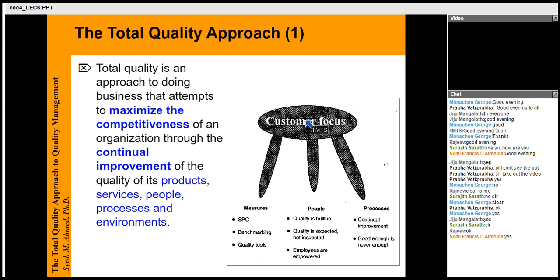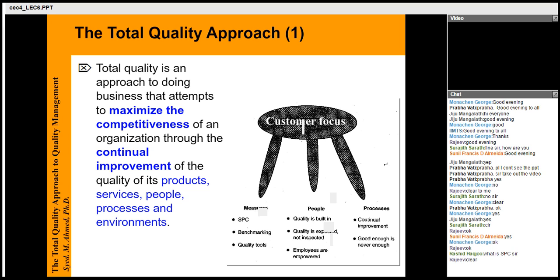Okay, so customer focus is on measures, people and process. What are the measures? SPC, benchmarking, quality tools. People: quality is built in, quality is expected not inspected, employees are empowered. Process: continual improvement and good enough is never enough. So that is the customer focus part. Okay, clear to all?